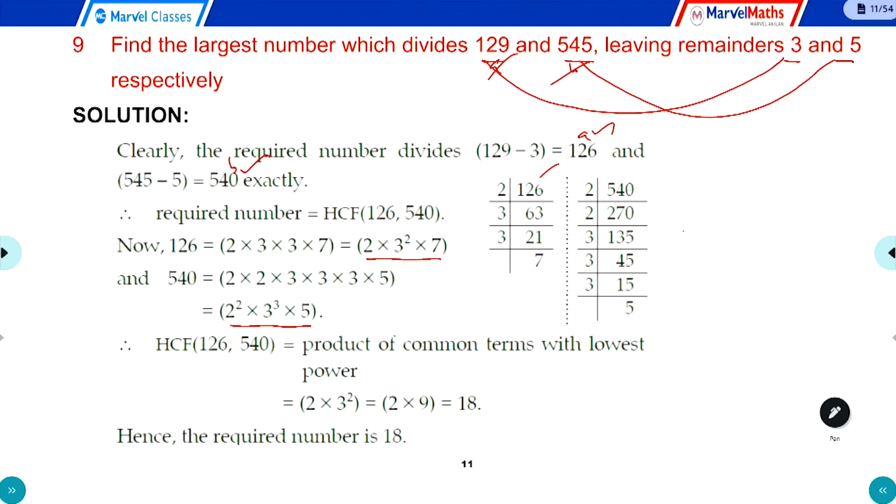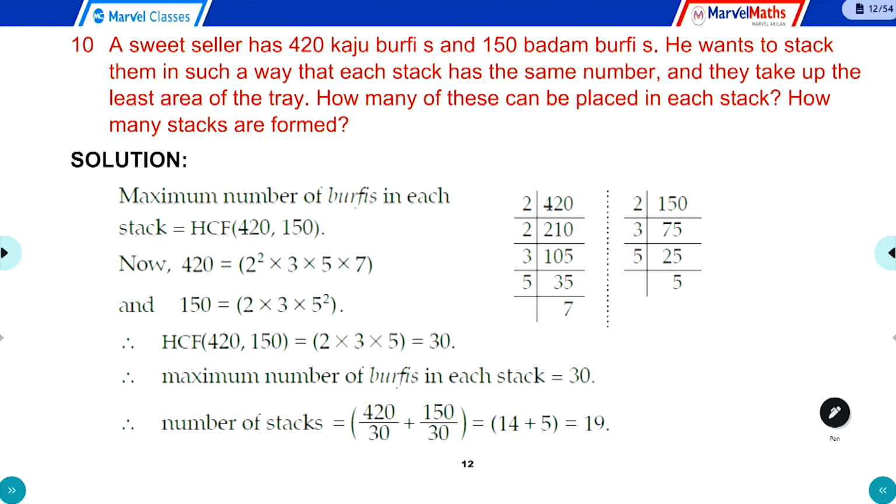Next model question, problem based on HCF. A sweet seller has 420 Kaju Barfis and 150 Badam Barfis. He wants to stack them in such a way that each stack has the same number and they take up the least area of the tray. How many of these can be placed in each stack and how many stacks are formed?